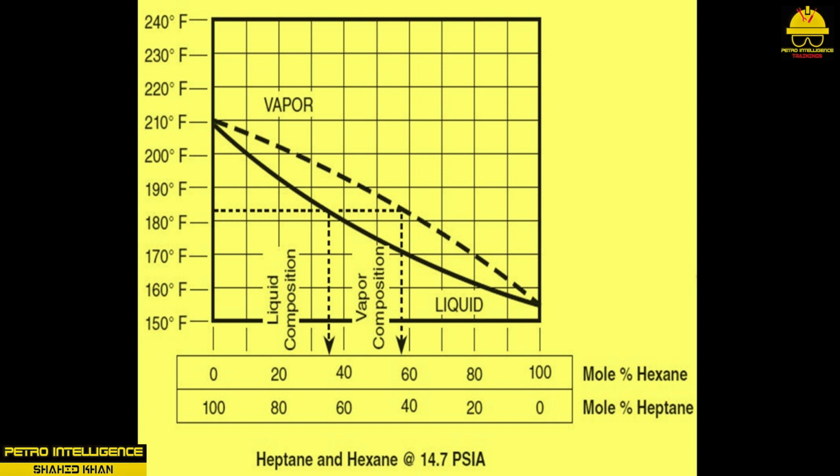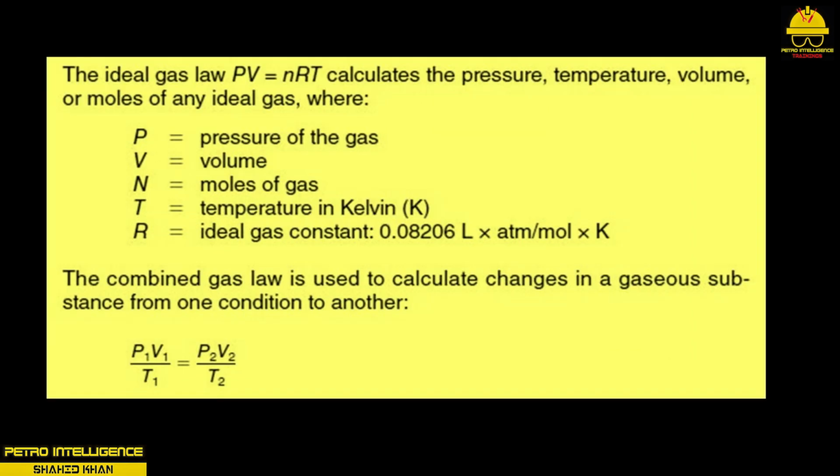Equilibrium curves as shown in picture are used to determine the composition of a vapor above a boiling liquid and how one mixture differs from another. The ideal gas law PV equals nRT calculates the pressure, temperature, volume, or moles of any ideal gas, where P equals pressure of the gas, V equals volume, n equals moles of gas, T equals temperature in Kelvin, and R equals the ideal gas constant, 0.08206 liters times atmospheres per mole times K. The combined gas law is used to calculate changes in a gaseous substance from one condition to another: P1V1 divided by T1 equals P2V2 divided by T2.